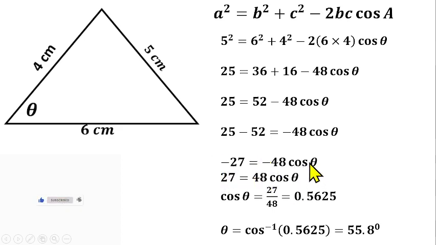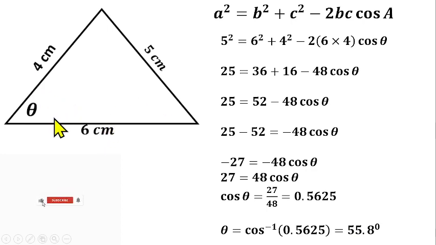Then our aim is to find theta. We can divide both sides by 48. So if you divide both sides by 48, we have cos theta equals 27 divided by 48, and that should give us 0.5625. Then to find theta, we find cos inverse of this. Theta will be cos inverse of 0.5625, and that should give us 55.8 degrees approximately. So that means this angle here is 55.8 degrees.